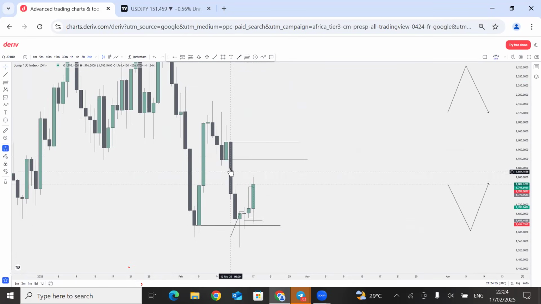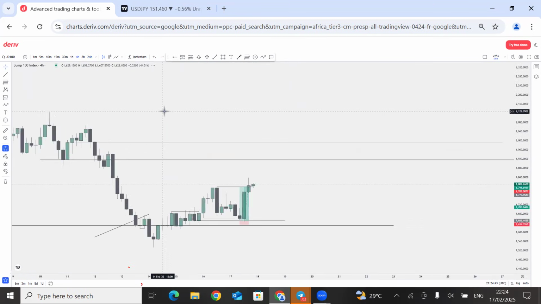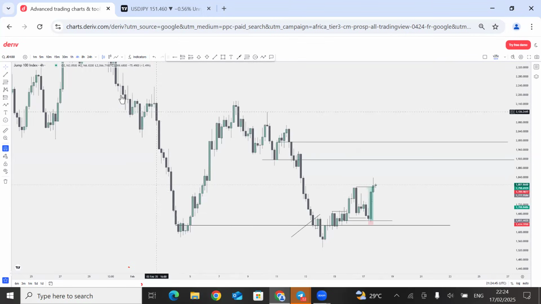Here is also a fair value gap, so price may tap there. And here is also an order block. So you just need to be very vigilant. Price moves from key level to key level, as it's moving from internal range liquidity to external range liquidity.